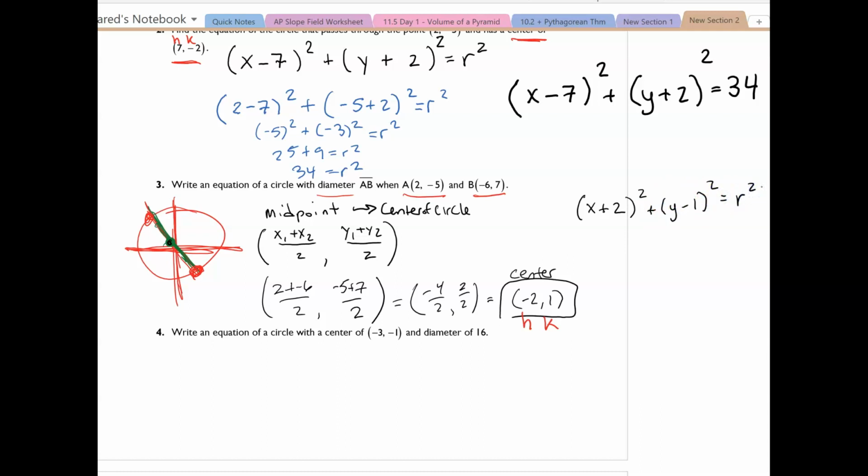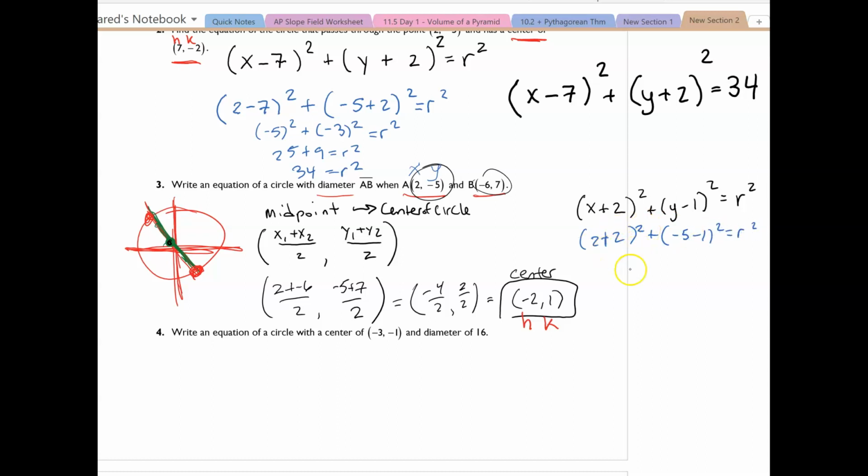we still don't know the radius. We could use the distance formula, but I'm guessing a lot of us don't want to use the distance formula. So I won't use the distance formula. We're going to plug in x's and y's from either of these points. Choose A, choose B, don't go between both of them, just one or the other, and we're going to plug in those values. I'm going to choose A, doesn't matter. So I'm going to plug in 2 for x, -5 for y, and we're going to solve for r squared.